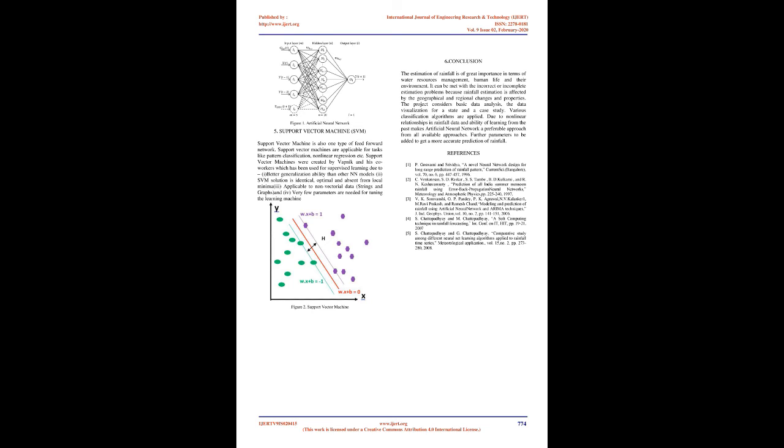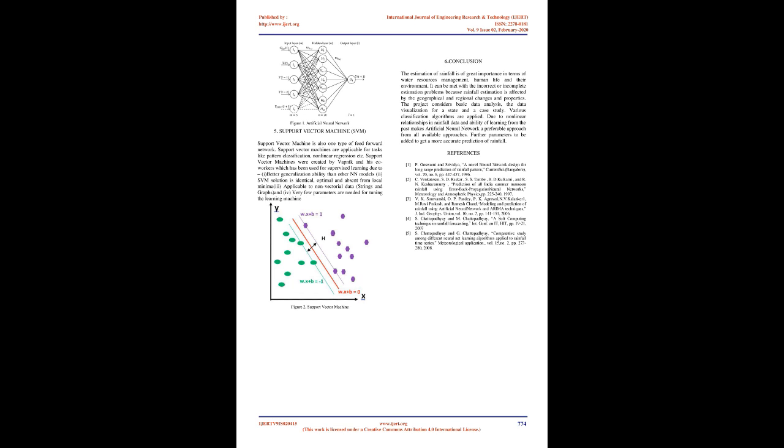5. Support vector machine, SVM. A support vector machine is also one type of feed-forward network. Support vector machines are applicable for tasks like pattern classification, nonlinear regression, etc. Support vector machines were created by Vapnik and his co-workers, and have been used for supervised learning due to: 1. Better generalization ability than other NN models. 2. The SVM solution is unique, optimal, and absent from local minima. 3. Applicable to non-vectorial data, strings and graphs. And 4. Very few parameters are needed for tuning the learning machine.